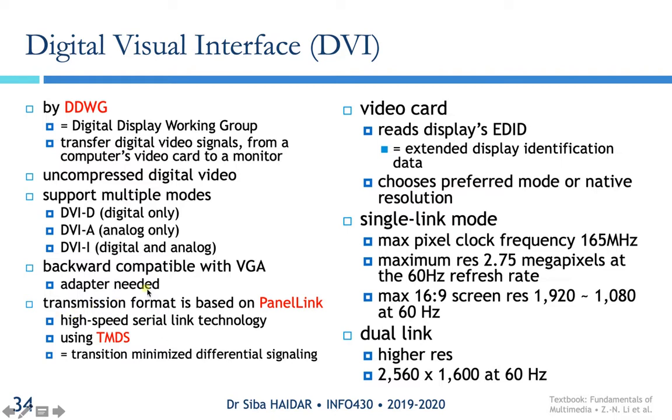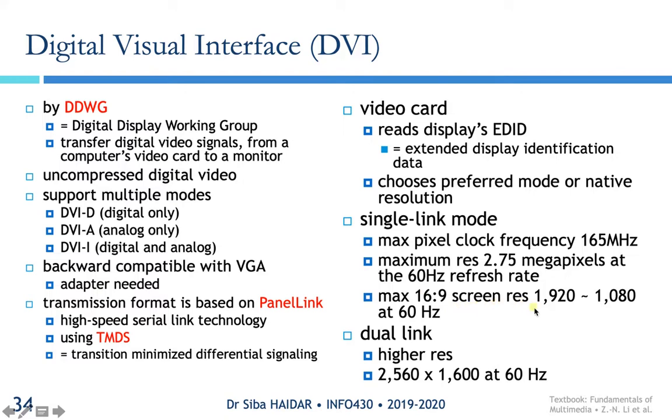The transmission format is based on PanelLink, which is a high-speed serial link technology using TMDS. What is TMDS? It is Transmission Minimized Differential Signaling. The video card reads the display's EDID, the Extended Display Identification Data, and then chooses the preferred mode or native resolution. The single link mode has a maximum pixel clock frequency of 165 megahertz and a maximum resolution of 2.75 megapixels at a 60 hertz refresh rate, so 60 frames per second.